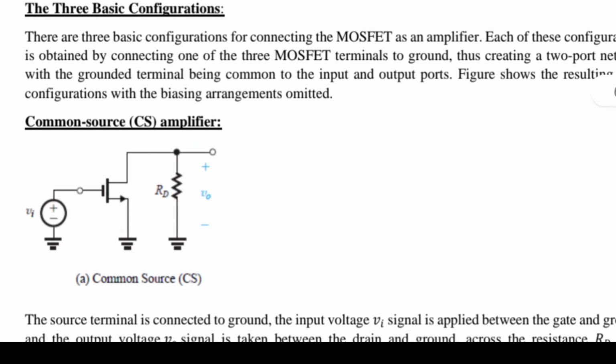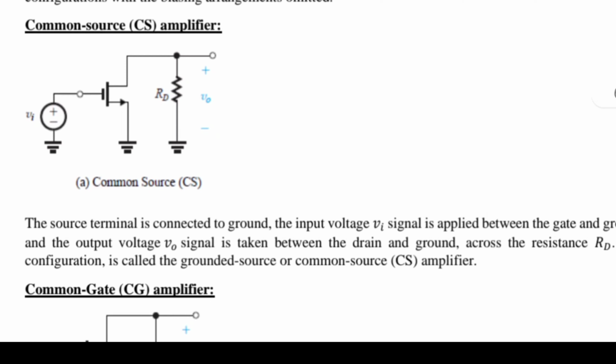Common source amplifier, you can see the diagram. Common source, the source terminal is grounded. The source is common for input and output. The source terminal is connected to ground. The input voltage Vi is the signal applied between the gate and ground. The output voltage V0 is taken between the drain and ground. Here the coupling capacitor and biasing capacitors will all be connected for the common source amplifier configuration across the resistance RD. We have to draw this diagram for the common source amplifier with the source resistance and without the source resistance.